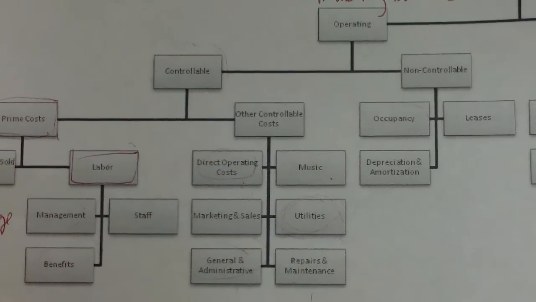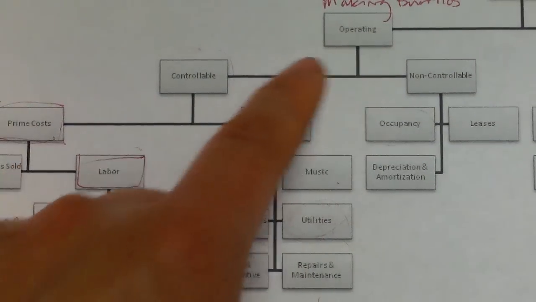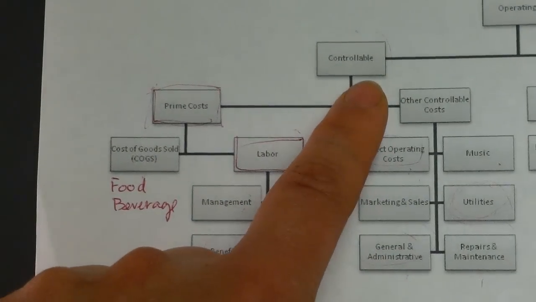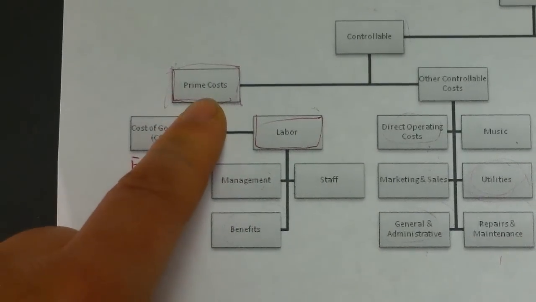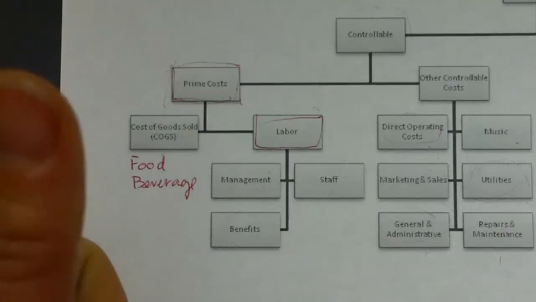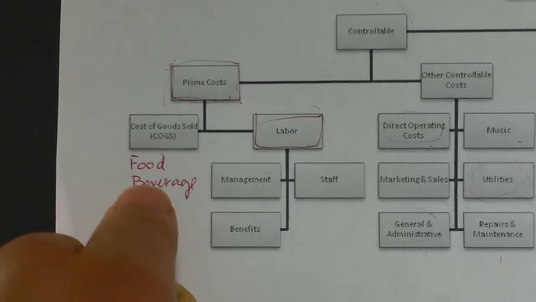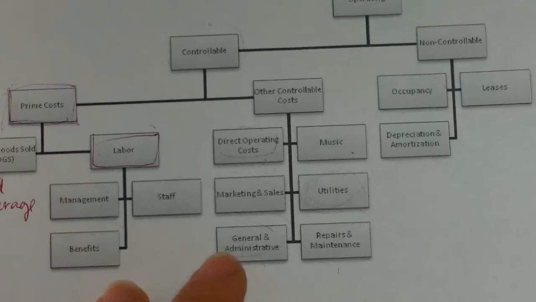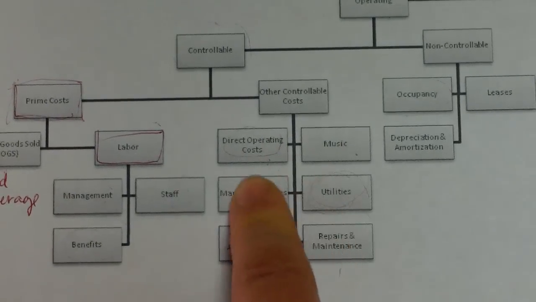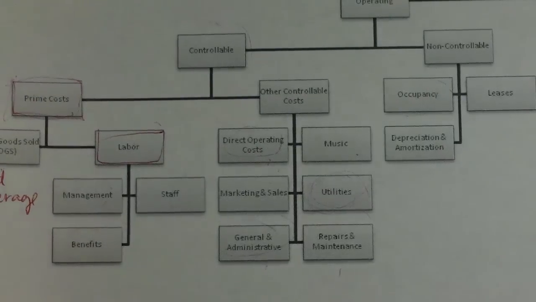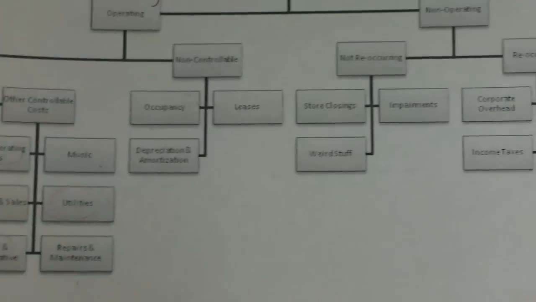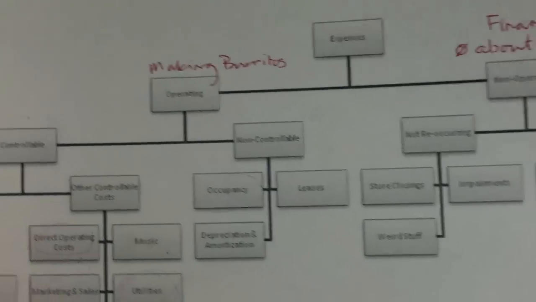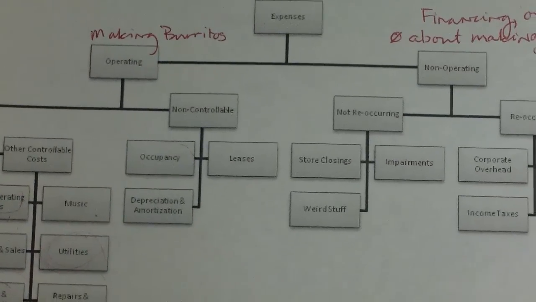Again, as review, under operating expenses you have controllable and non-controllable expenses. Within the controllable expenses, you have prime costs, which for restaurants are really cost of goods sold, food and beverage, and labor. Other controllable costs are still directly related to the business of making burritos. Okay, so let's go to the non-operating expenses bucket then.